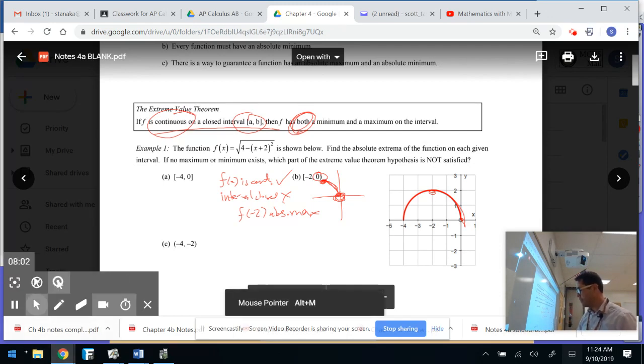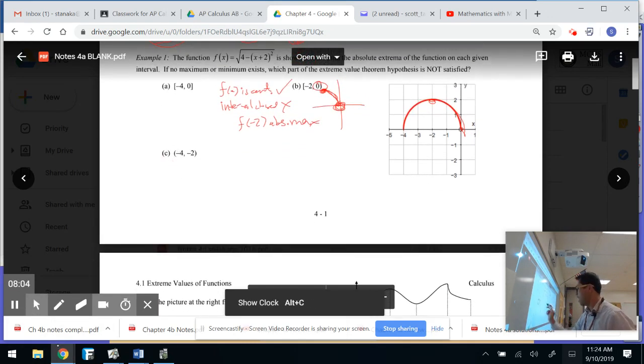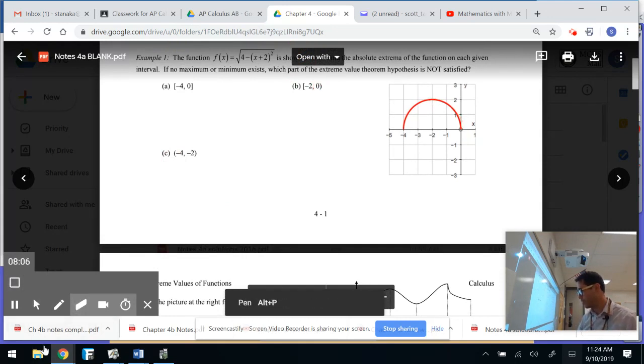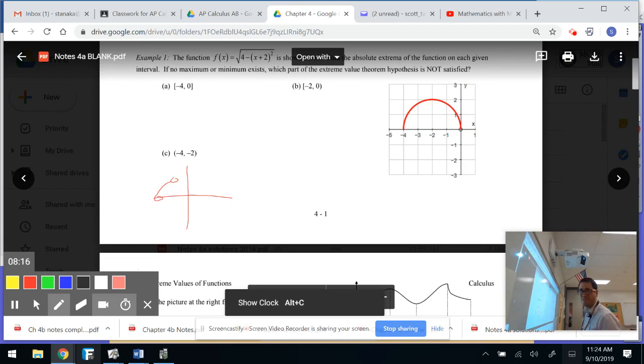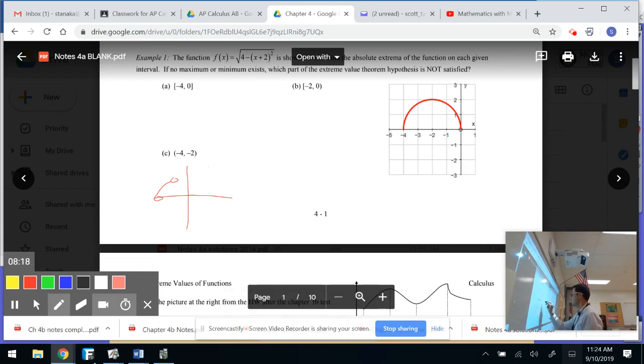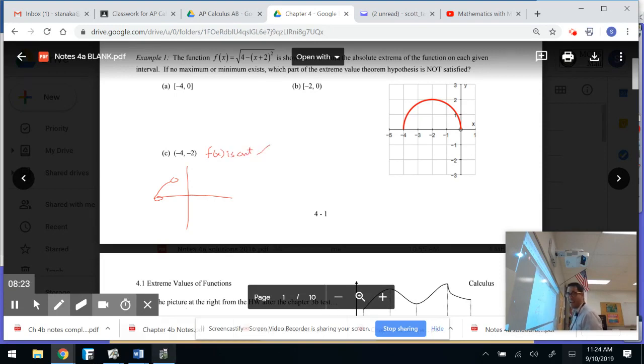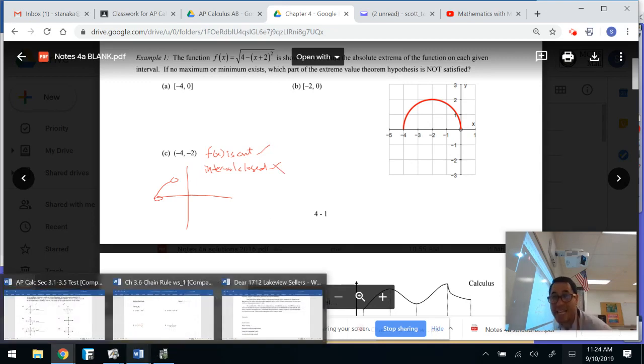Okay, let's keep rolling. I want to keep my picture there so I don't draw the picture inaccurately. Let's take a look at this one. Oh snap, I already noticed there's a big issue going on here. 2 open circles? Here we go. F of x is continuous. Check. I'm halfway there. Interval closed? No way, Jose. So guess what? I don't have a max or a min.